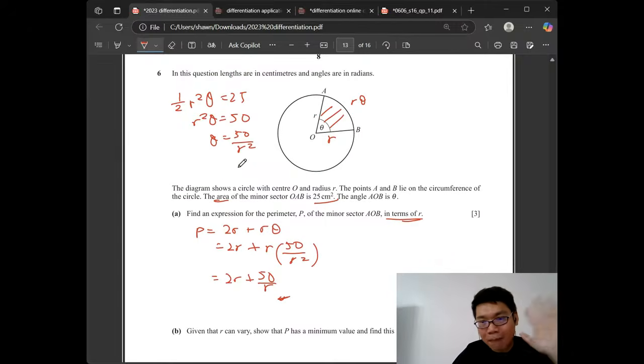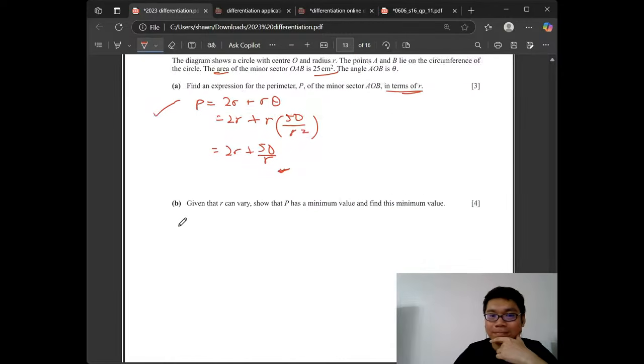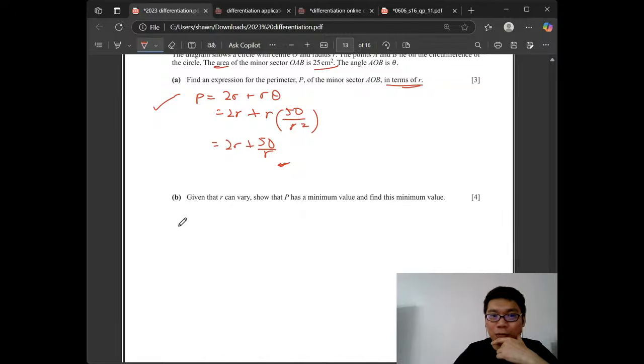So can you see the max min application question always gives you 2 info. Here they give you area, ask you to write in perimeter. Sometimes it's area and volume. Sometimes it's radius and volume, something like that. And then at last, they ask you to find the minimum. P has a minimum value, show that it has a minimum value and find the minimum value.